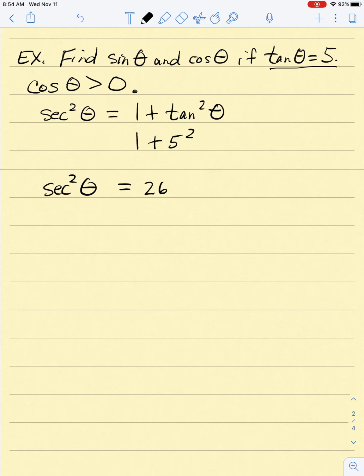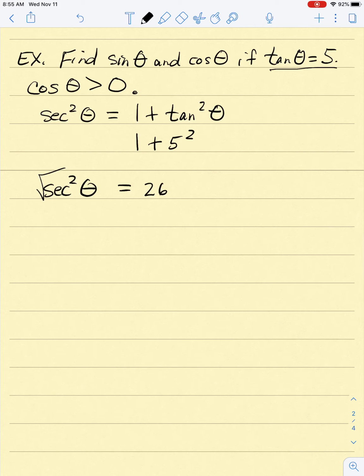If we take the square root of both sides, secant is going to equal plus or minus the square root of 26. Great. But I was trying to find out the sine and the cosine. Oh, yes, you're correct. Secant is 1 over cosine. So then we have plus or minus 1 over the square root of 26 if we just do the reciprocal of both.